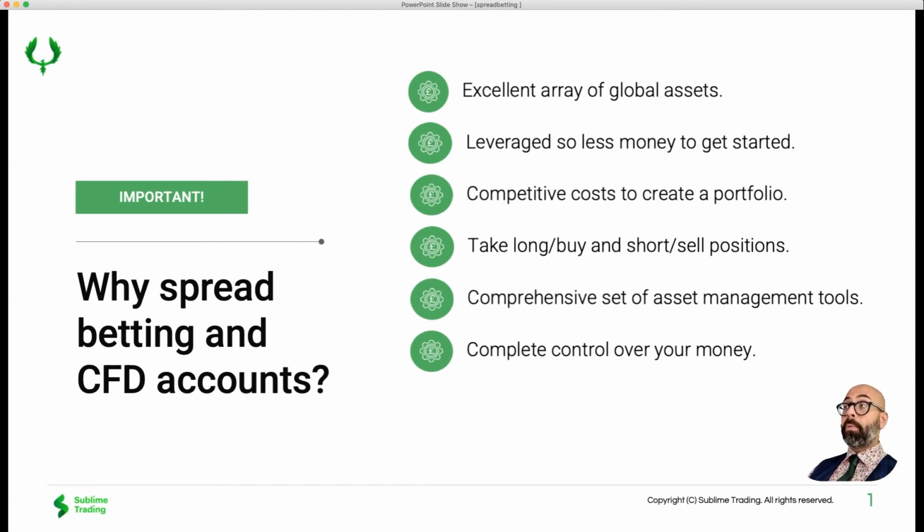You have a comprehensive set of asset management tools, which means you can manage your risk, you can manage your exit. What this means is that through these accounts, you have complete control over your money. Instead of giving your money away to hedge fund managers and putting it in a tracker fund, learn to use these accounts correctly and you will be handsomely rewarded. You'll have complete control of your money.